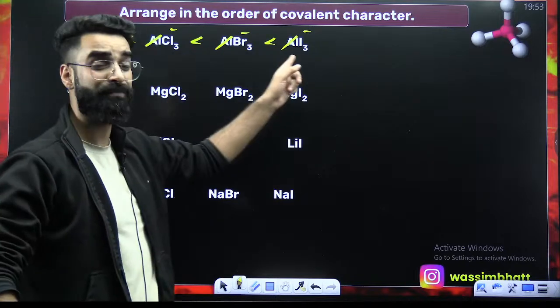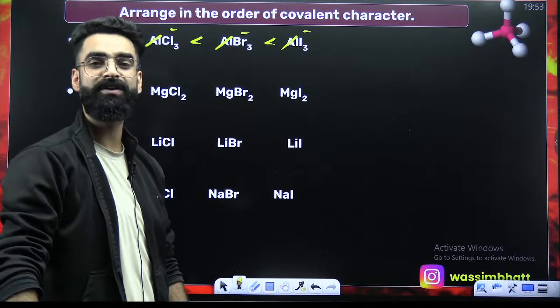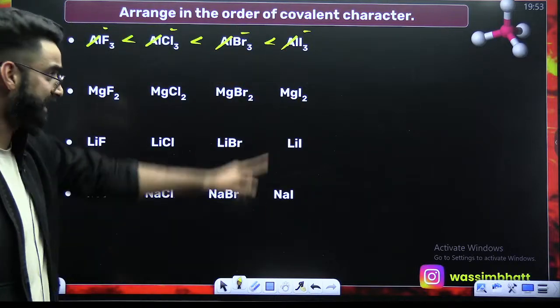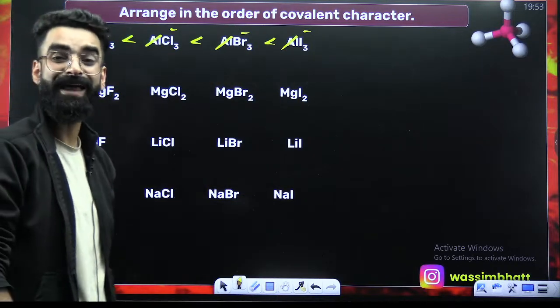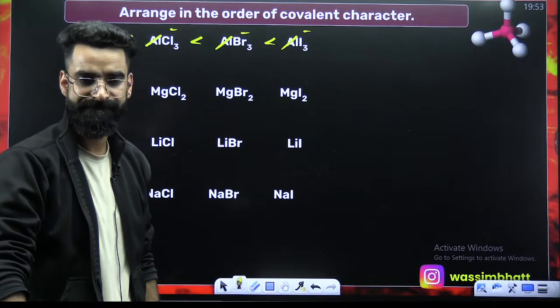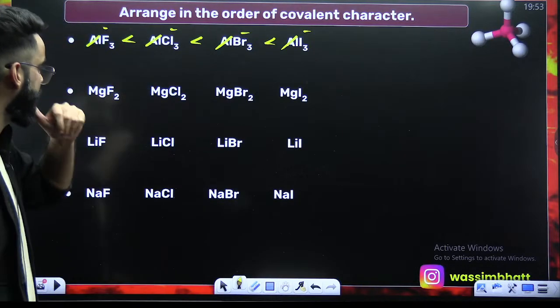If this is the order of the covalent character, and if I ask you what will be the order of ionic character, it is the reverse of it. Just reverse this order. That gives you the ionic character order. Simple. Okay. Look at this particular question.